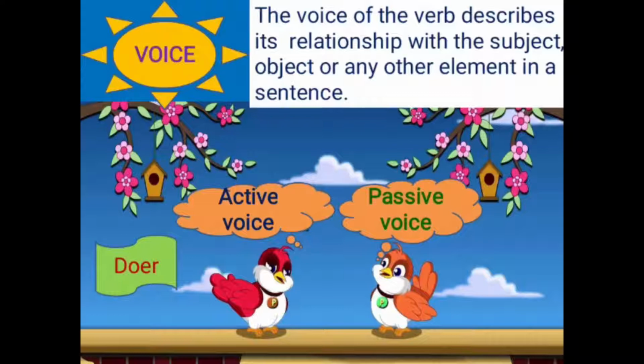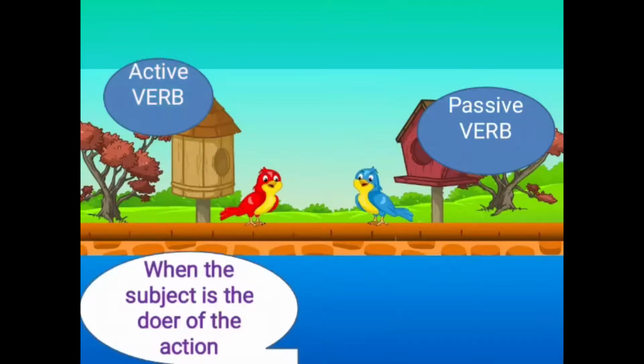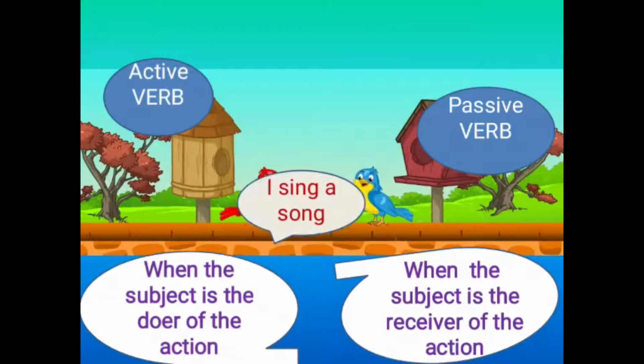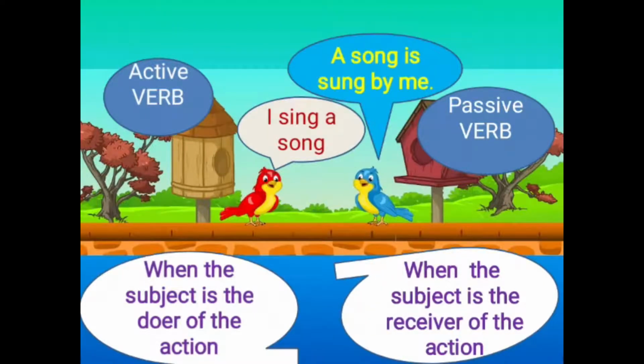The active voice is important when you talk about the doer of the action of the verb, and passive voice is important when the receiver of the action is more important for you. Now, Paul says that I'll talk about the passive verb and Peter says I'll choose the active verb. So now Peter says that active verb is used when the subject is the doer of the action and passive verb is used when the subject is the receiver of the action. Peter gives an example. I sing a song. Here sing is the active verb. Paul gives an example. A song is sung by me. Here is sung is the passive verb.